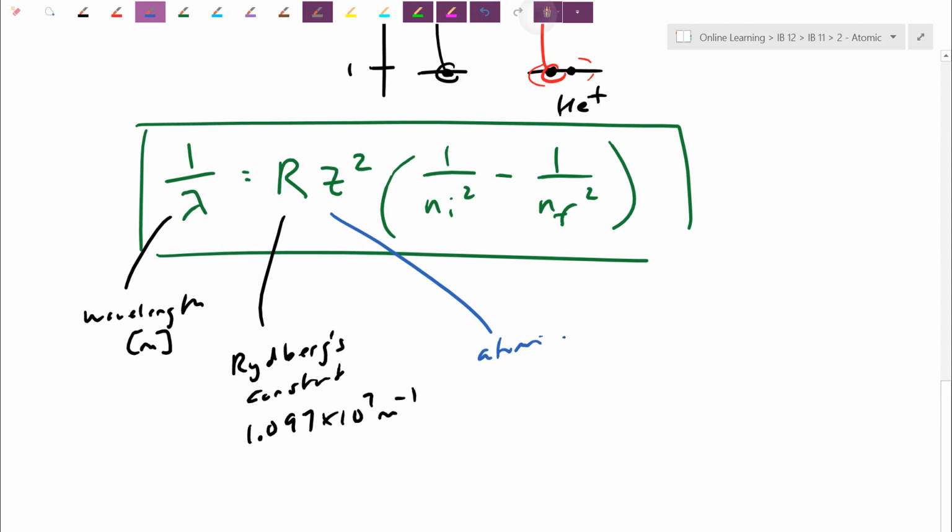Z is the atomic number, like we said. This is the actual number of protons. I know I want to be hydrogen-like, but I could still have 2 protons for helium or 3 protons for lithium. That Z needs to go in. You square that number, no problem.